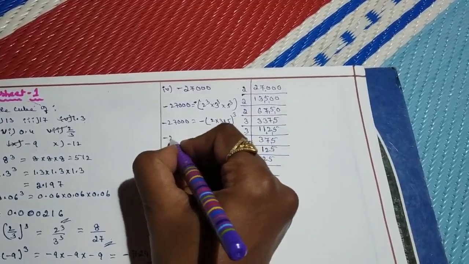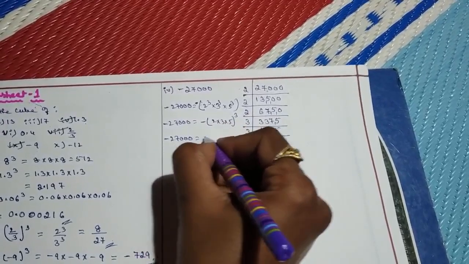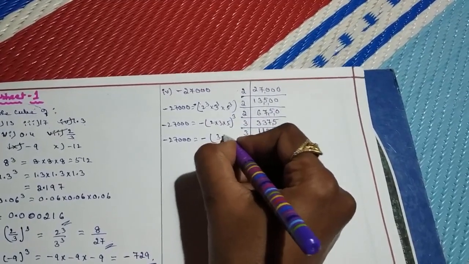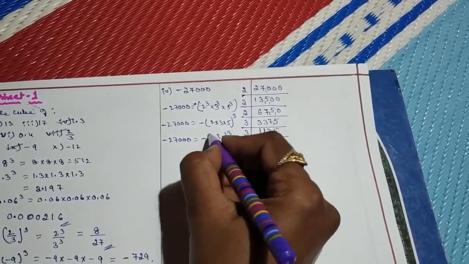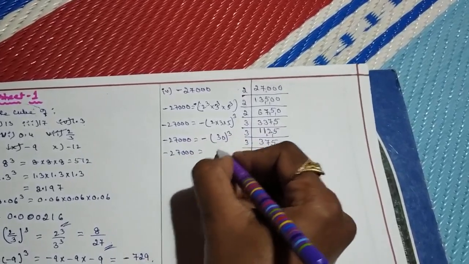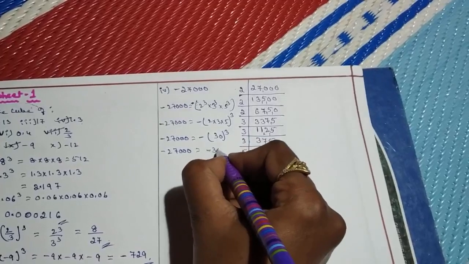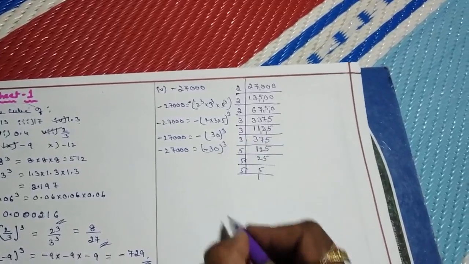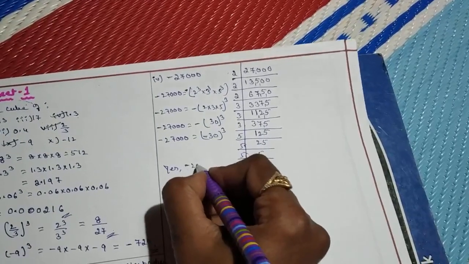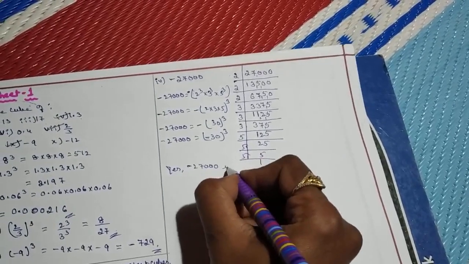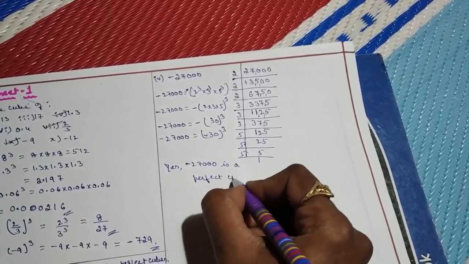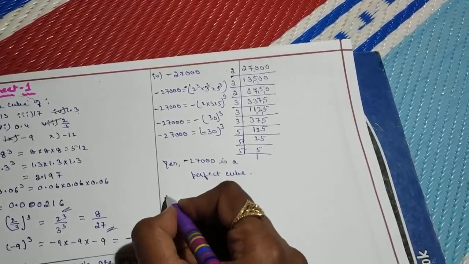Then minus 27000 is nothing but minus of 3 2s are 6, 6 5s are 30. And we know that cube of negative is negative and cube of positive is always positive. Then I can put this minus within a bracket and write its cube. So I can write here, yes, minus 27000 is a perfect cube. So let me move to the next question.